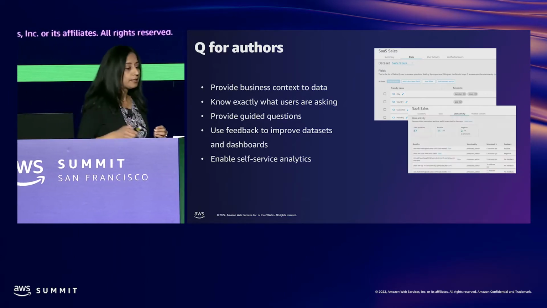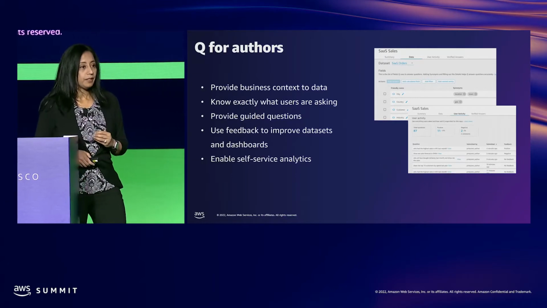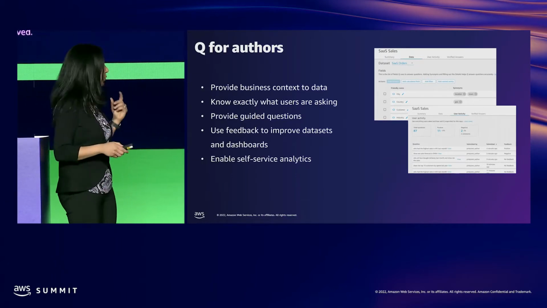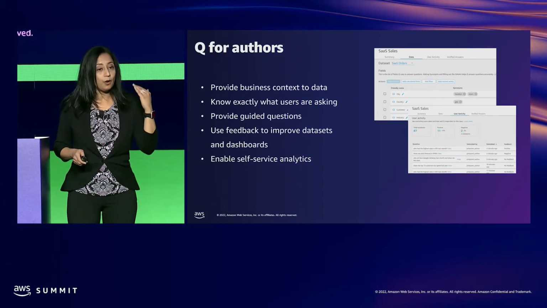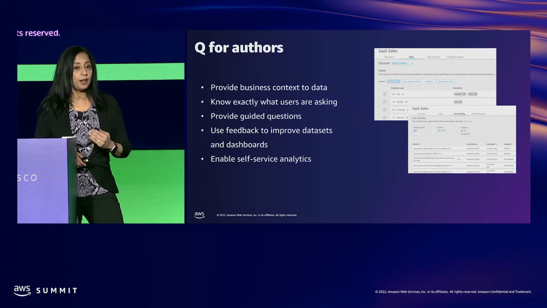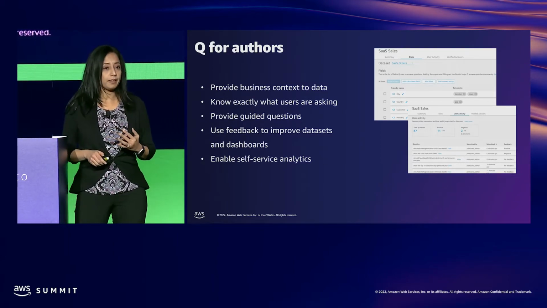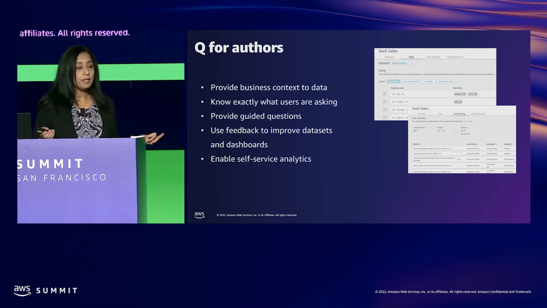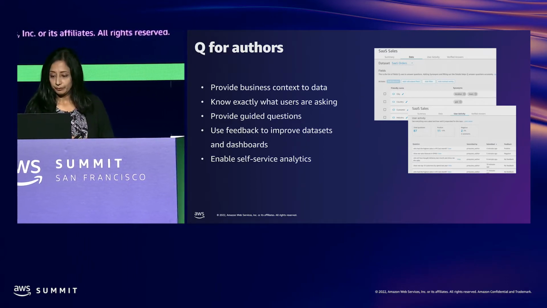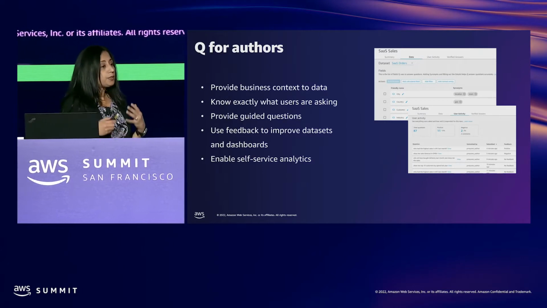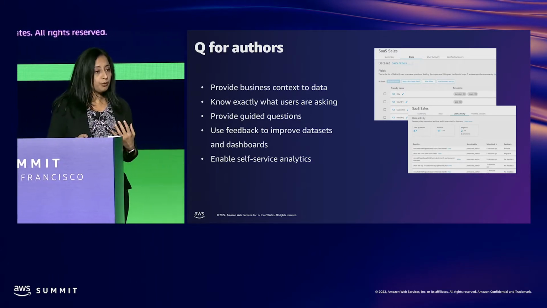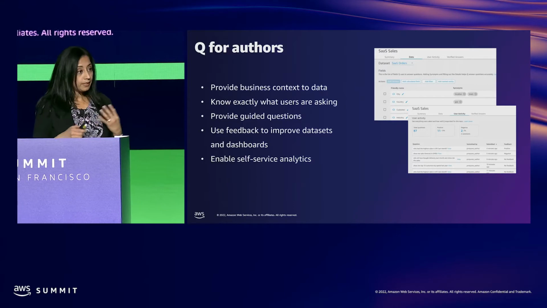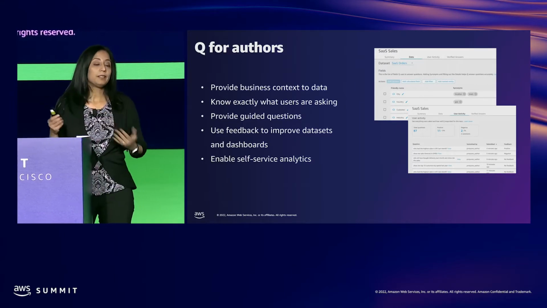Authors know exactly what the users are asking. They have visibility to this in the user activity tab. They can see all of the questions that their users are asking along with their feedback, whether it's positive or negative. And they can address the feedback in a timely manner. They use this feedback to then further improve the Q topics, the data sets, and even dashboards.